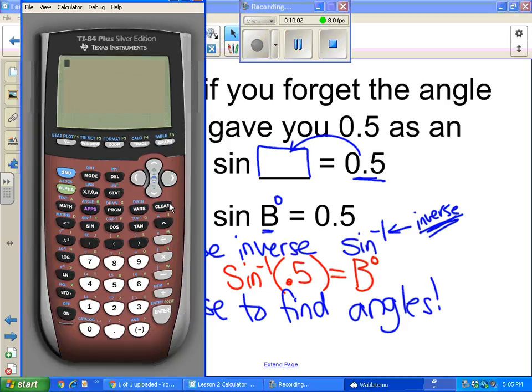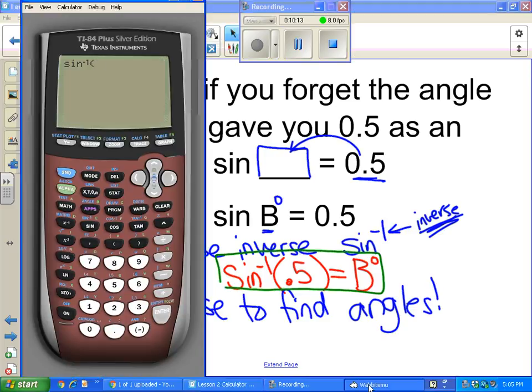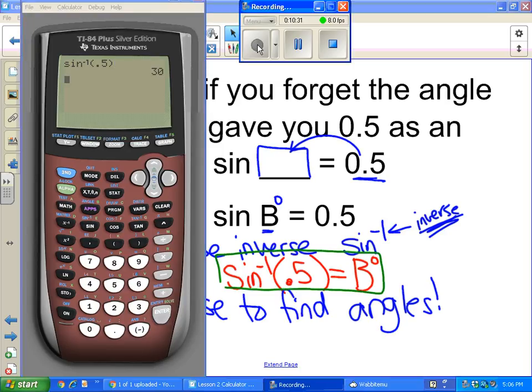All right. I'm going to go second button, sine, and notice that it says sine with a little -1. That's what I want. I'm going to type this right here in, sine -1 of 0.5, and it should equal my angle. So 0.5, I like to close my parentheses, enter. And magic, waiting. Apparently we're a little slow with the calculator today. Inverse sine of 0.5 is 30. All right, which we knew it was.